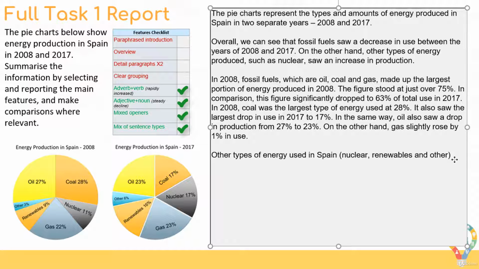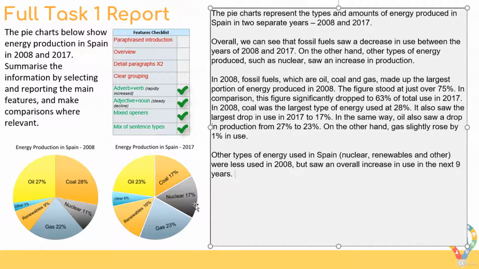Okay, so other types of energy used in Spain, nuclear, renewables, and other were less used in 2008, but saw an overall increase in use in the next, how many years? Between 2009 years. Okay, so that's a kind of overall statement to start off paragraph 2, detail paragraph 2.